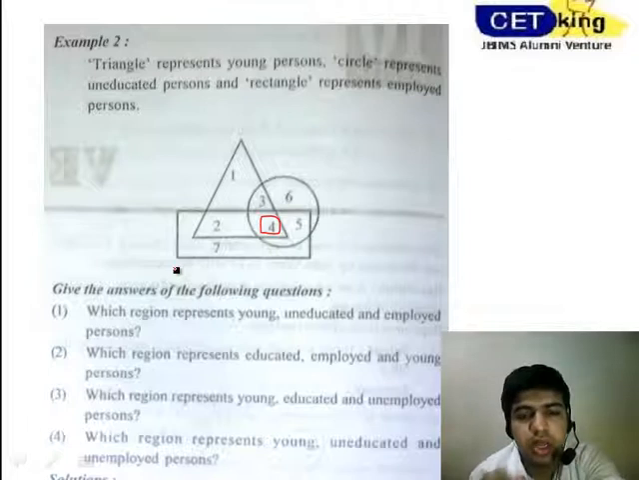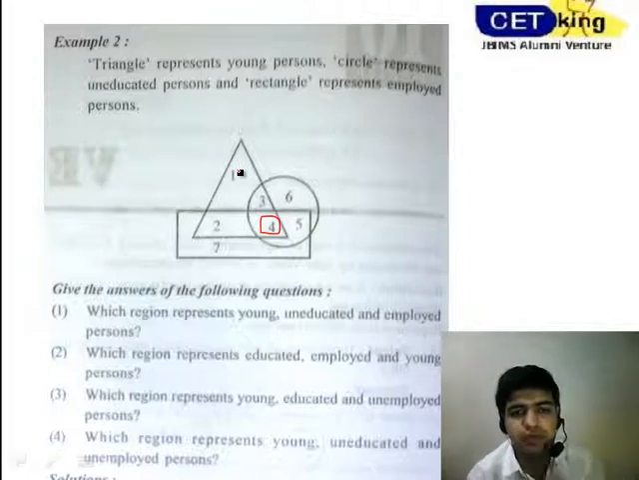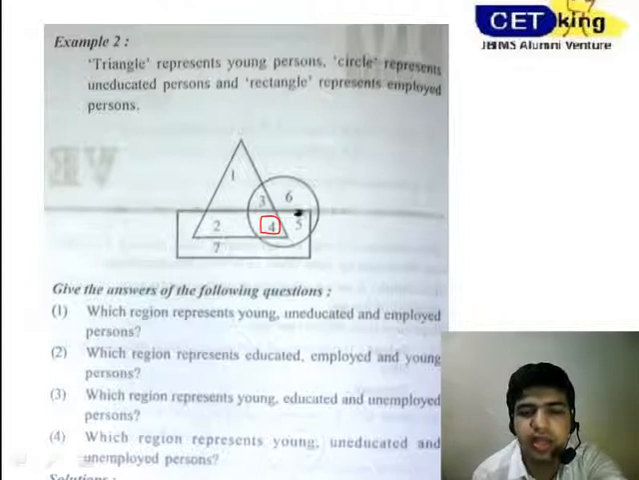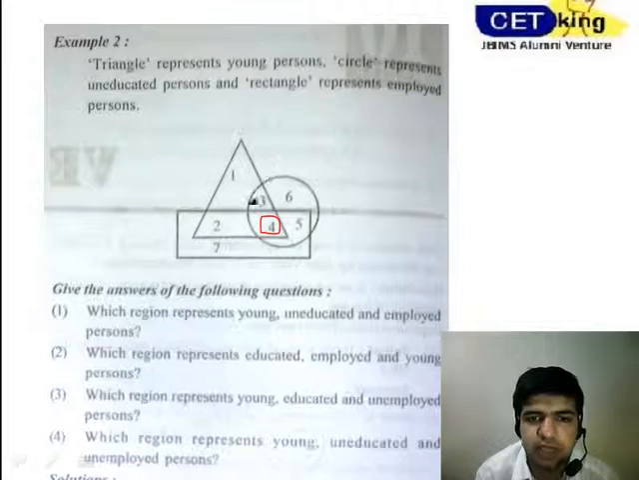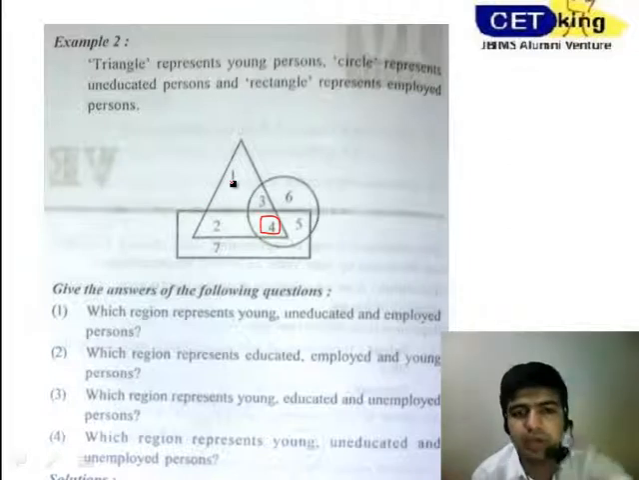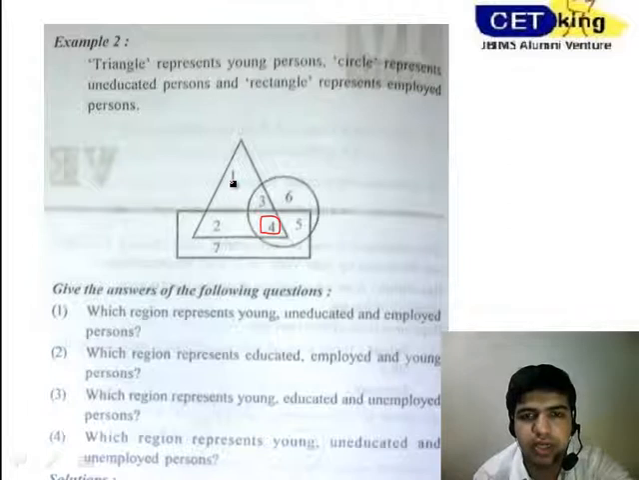Okay, so now you are done. See, in this triangle, we have labeled the regions as 1, 2, 3, 4, and 5, something like that. But in different examples with the same type of questions, we may be given numbers like 10, 5, 6, 19, or something like that. That represents the number of people falling in this region. If 10 is written over here, it will represent the number of people who are young but educated and unemployed. Educated means falling outside the circle, and unemployed means falling outside the rectangle, but young. So there are 10 such people.